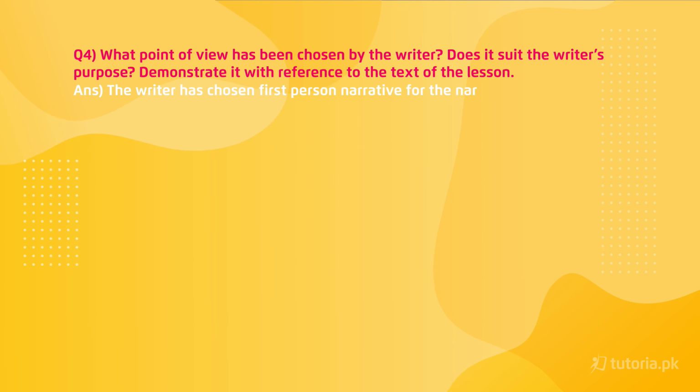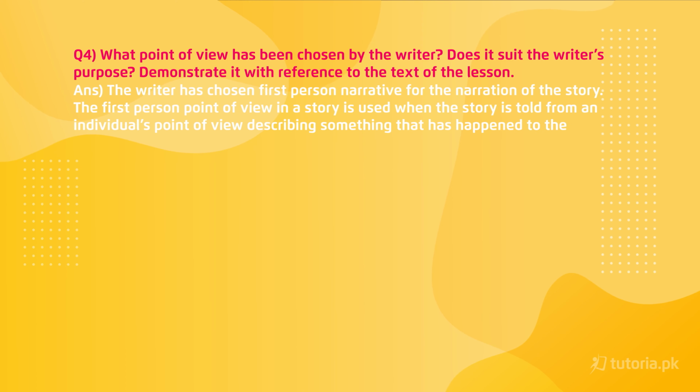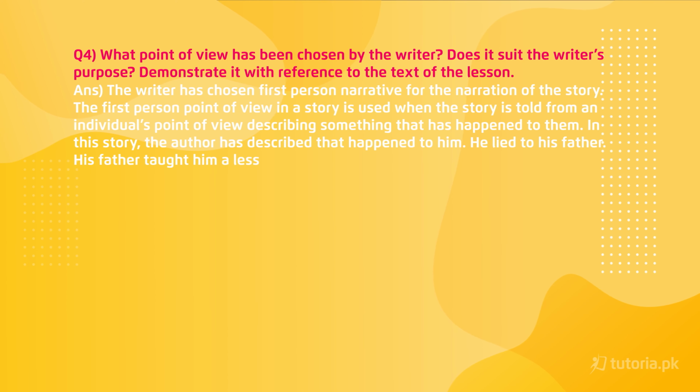Does it suit the writer's purpose? Demonstrate it with reference to the text of the lesson. Answer. The writer has chosen first-person narrative for the narration of the story. The first-person point of view in a story is used when the story is told from an individual's point of view, describing something that has happened to them. In this story, the author has described what happened to him.